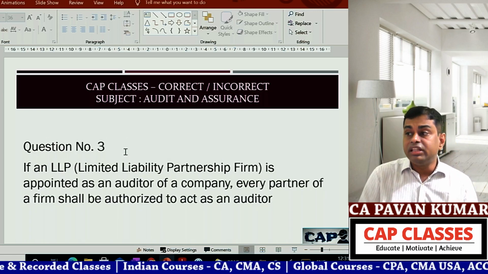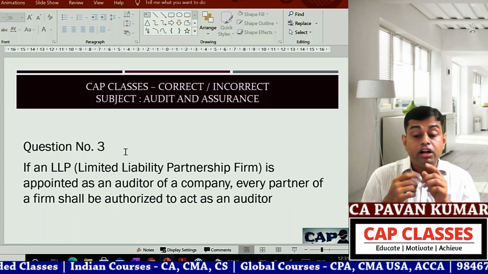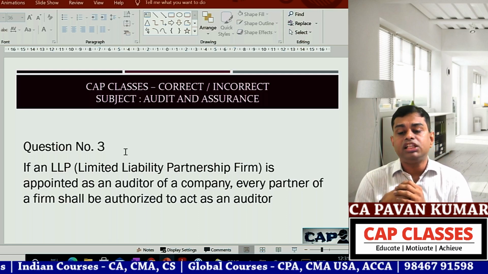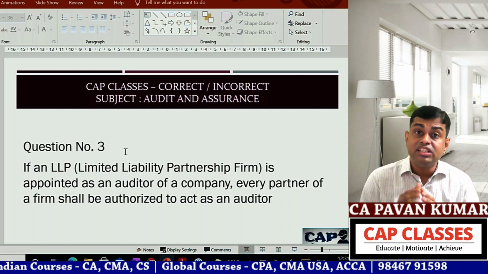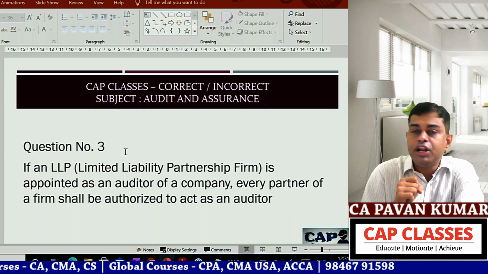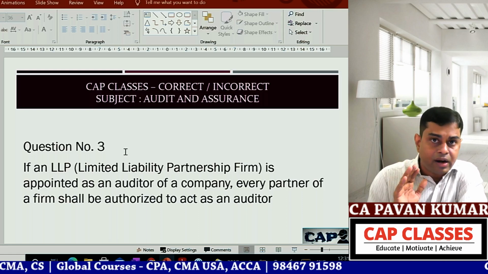Okay. Question number 3. If an LLP, a limited liability partnership firm, is appointed as an auditor of a company, every partner of the firm shall be authorized to act as an auditor. No, the given statement is incorrect. Why? Listen, the qualification to be a company auditor: if he is an individual, he should be a chartered accountant holding a certificate of practice.